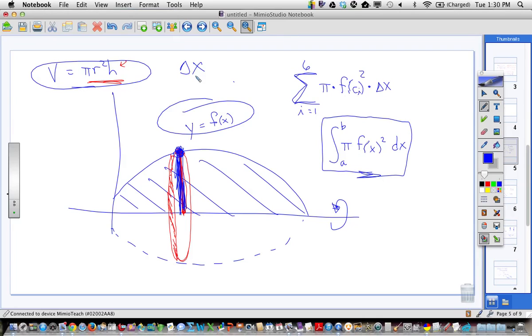Delta x would be a good answer for that right there, because the width of our slice right here is that delta x. As we do more and more slices, that gets narrower and narrower and narrower.